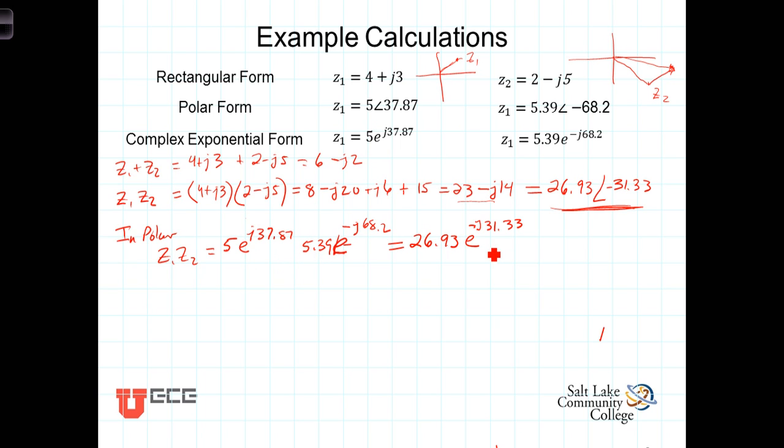I'm going to leave it to you to take and convert this expression here in polar back to rectangular and convince yourself that you get the same thing there. Go ahead and stop the video and do that now.